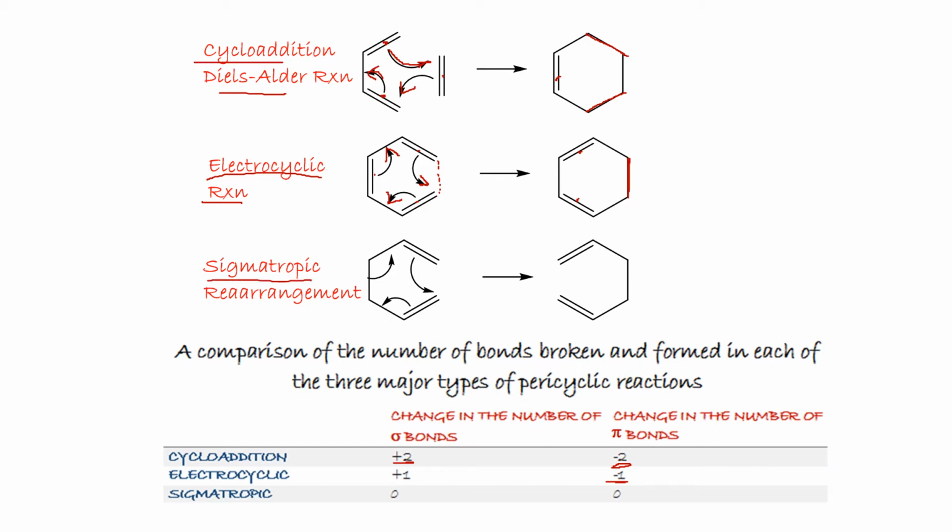In sigmatropic rearrangement, we lost this one sigma bond, but we formed another one. So we ended up like we are not losing bonds or forming bonds. It's like equal.